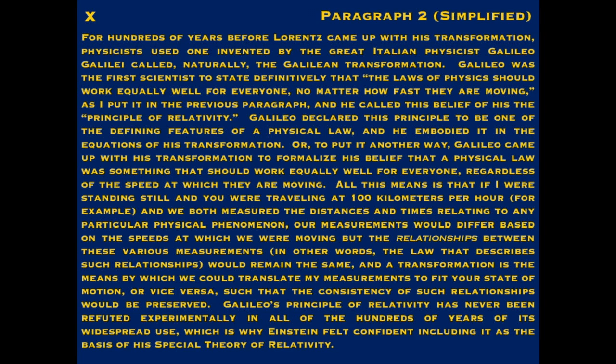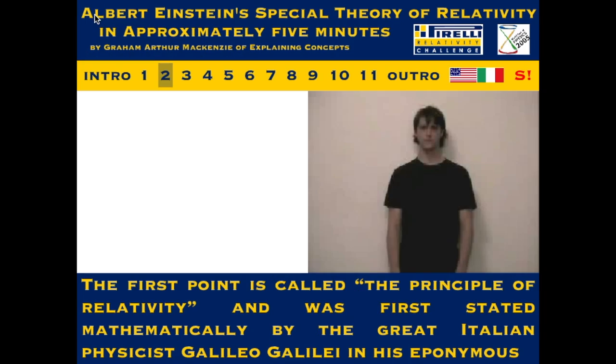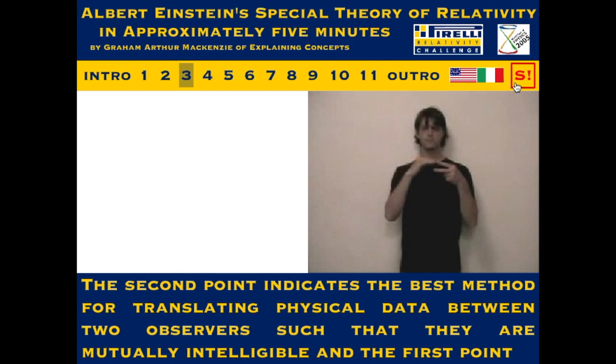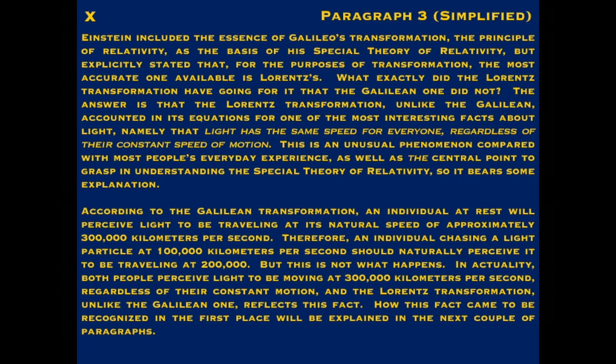Galileo's principle of relativity has never been refuted experimentally in all of the hundreds of years of its widespread use, which is why Einstein felt confident including it as the basis of his special theory of relativity. Einstein included the essence of Galileo's transformation, the principle of relativity, as the basis of his special theory of relativity, but explicitly stated that, for the purposes of transformation, the most accurate one available is Lorentz's.